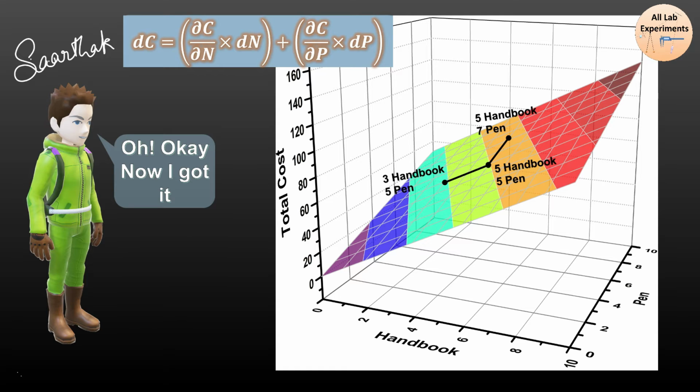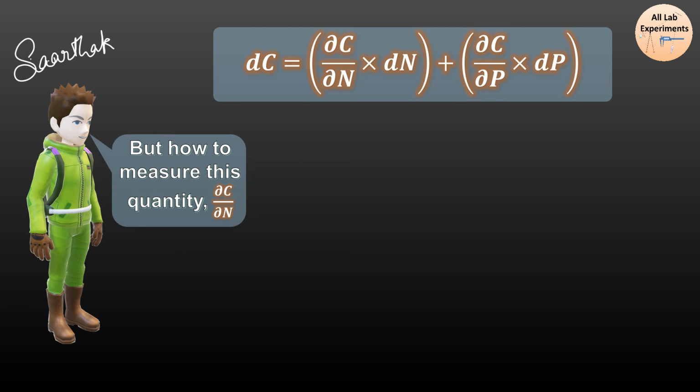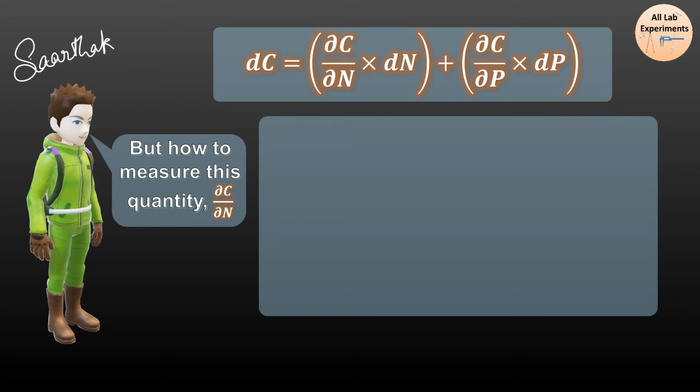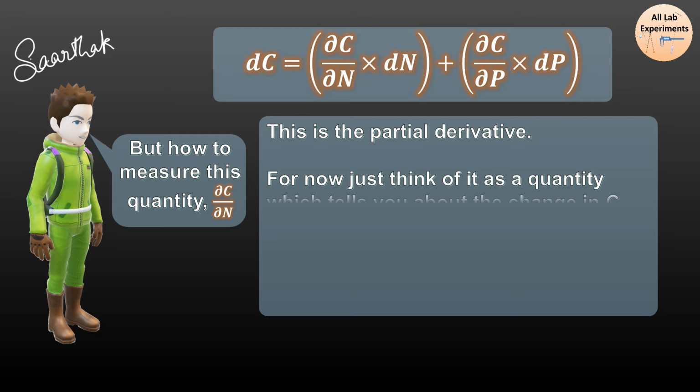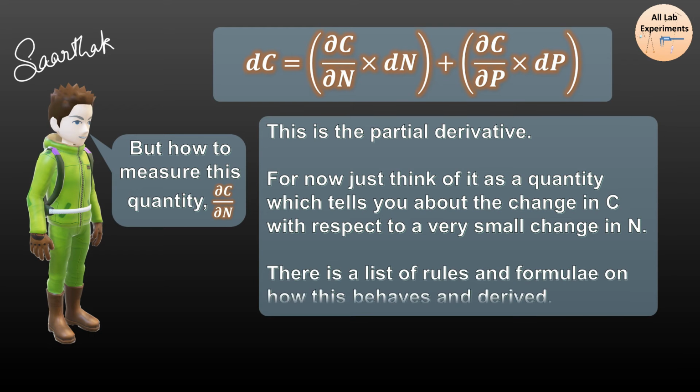So overall, when I know the cost of 3 notebooks and 5 pens, I can add this change in cost with this function, and overall I can get the cost of 5 notebooks and 7 pens. Isn't it simple? But how to measure this quantity del C by del N? Basically, this is a partial derivative. For now, just think of it as a quantity which tells you about the change in C with respect to a very, very small change.